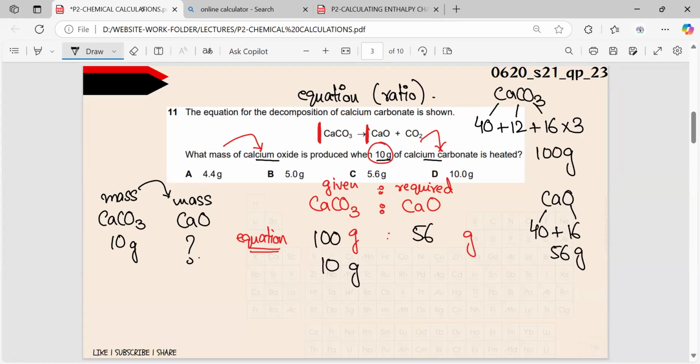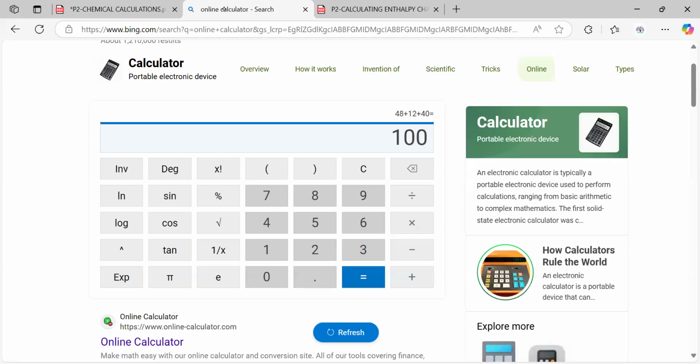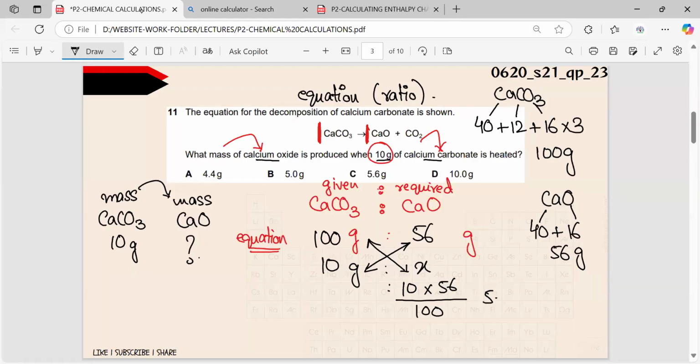So 10 grams of calcium carbonate will give how much? It's very easy to take the ratio. Now we'll use the crossover method. 10 multiplied by 56 divided by 100, which is 5.6. So the answer is 5.6 grams, C.